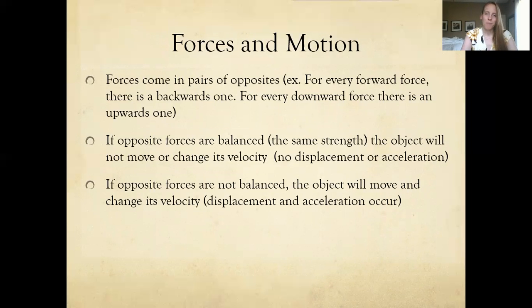Forces do always come in pairs of opposites. So for every forwards force, there's a backwards one. For every downwards force, there's an upwards one. And if those opposite forces are balanced, meaning that they're the same strength as one another, the object isn't going to move or change its velocity. So there will be no displacement and no acceleration. If the opposite forces are not balanced, then the object will move and or change its velocity. So it will be displaced and or accelerate.